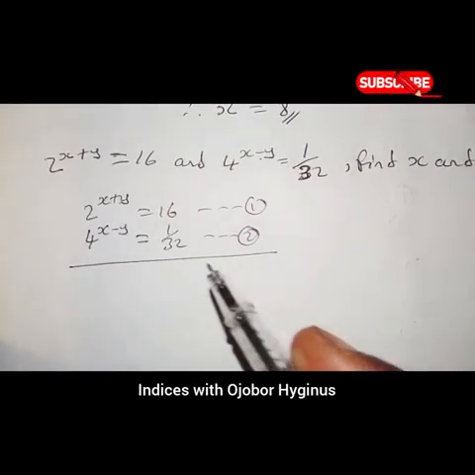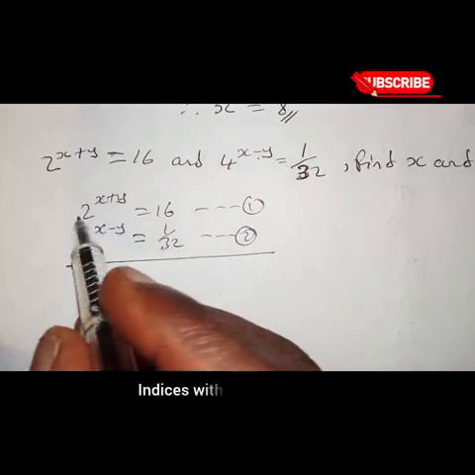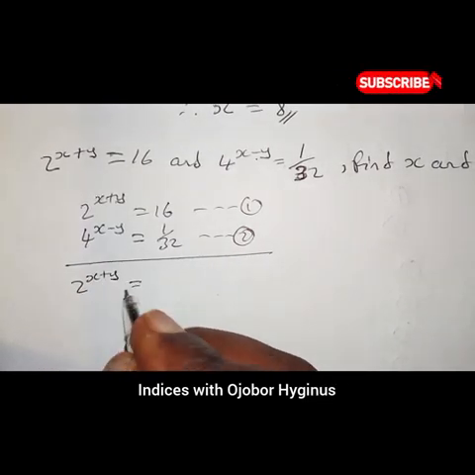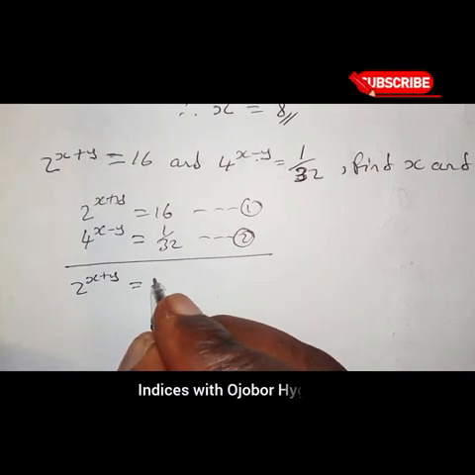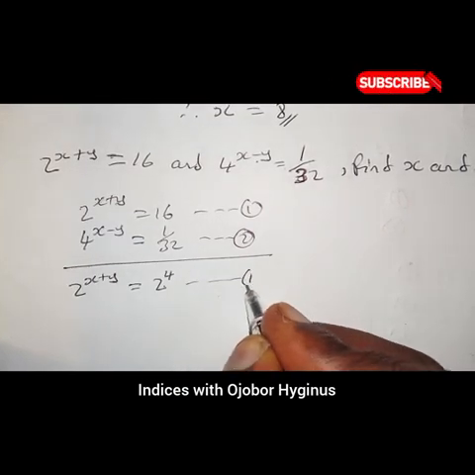So if we move further, what we do, like we did before, is to make them have a common base. From equation 1, we have 2 raised to the power x plus y is equal to 16, which is a multiple of 2. That is 2 raised to the power 4 will give us 16. So this one has been achieved.